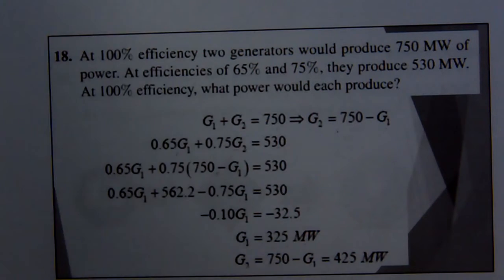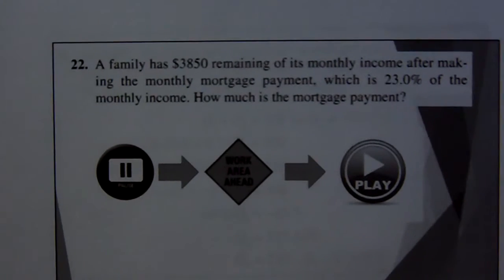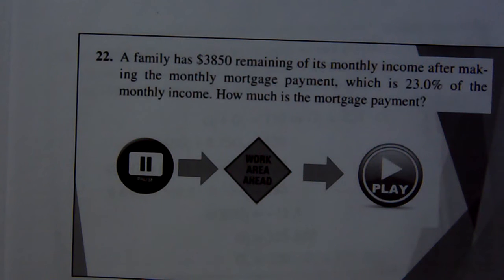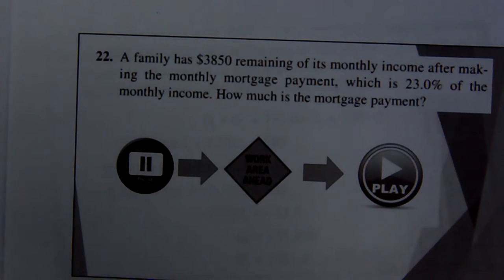Let's look at a second example. A family has $3,850 remaining of its monthly income after making the monthly mortgage payment, and the monthly mortgage payment is 23% of the monthly income. How much is the mortgage payment? Again, what you should do is hit pause, do some work, and try to solve the problem before hitting play.